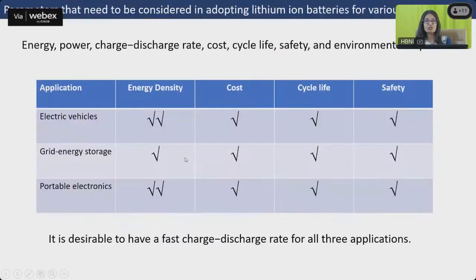So this is where the lithium-ion technology is headed, and these are the parameters that need to be considered in adopting lithium-ion batteries for various applications. Definitely energy density, as you said, what are the parameters I should be looking at. So this energy density is important when you talk about electric vehicles, when you talk about portable electronics. Whereas for grid energy storage, energy density is not that important, but what you need to know is cost, cycle life, and safety. Those are again points to be considered when you talk about grid energy storage. But please remember, it is desirable to have a fast charge-discharge rate for all three applications, and this is where your voltage and your C-rates all come into the picture.